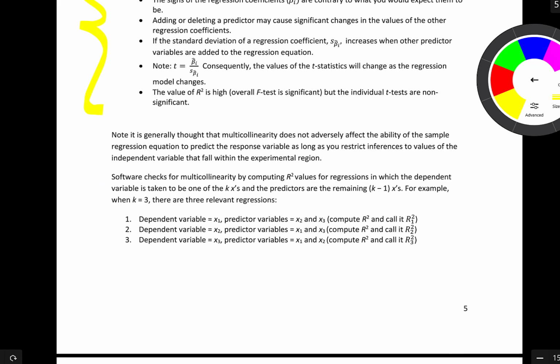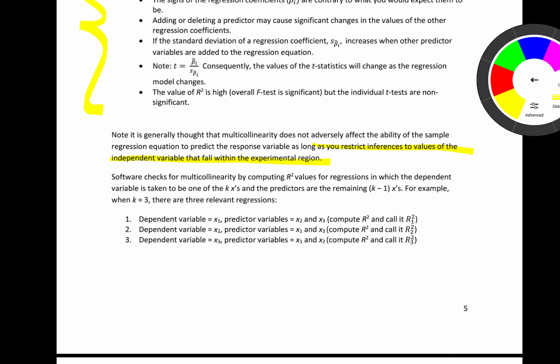And it's generally thought that multicollinearity does not adversely affect the ability of the sample regression equation to predict the response variable as long as you restrict inferences to values of the independent variable that fall within the experimental region. So in general, it may not be a big deal as long as you're not extrapolating, but if possible, we still would prefer not to have multicollinearity occurring.